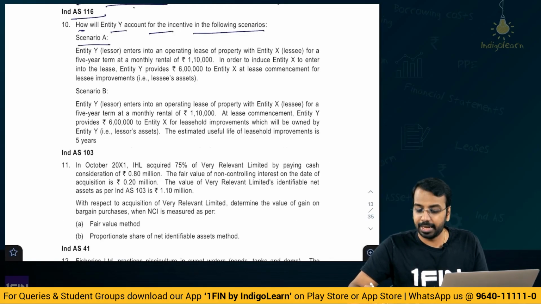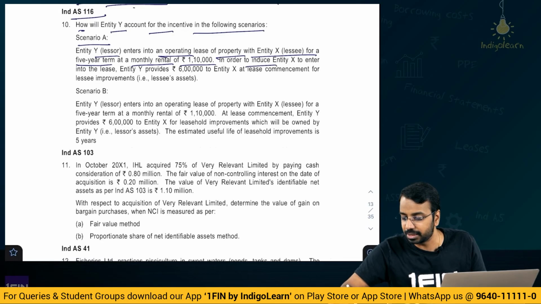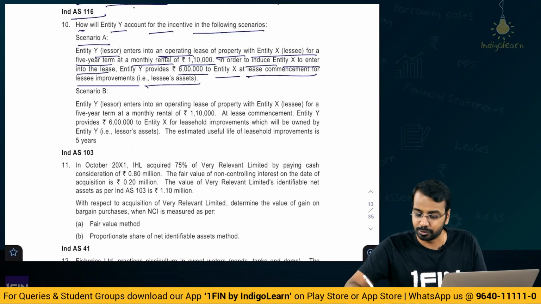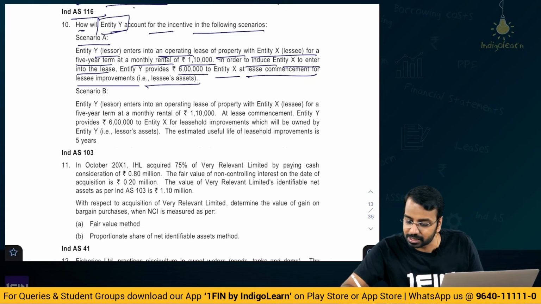Scenario A. Entity Y lessor enters into an operating lease of property with entity X for a 5-year term at a monthly rental of 1,10,000. In order to induce entity X to enter into the lease, entity Y provides 6 lakhs to entity X at lease commencement for lessee improvements, that is lessee's assets. So, entity Y, question is what? Entity Y has given 6 lakhs for lessee's asset.